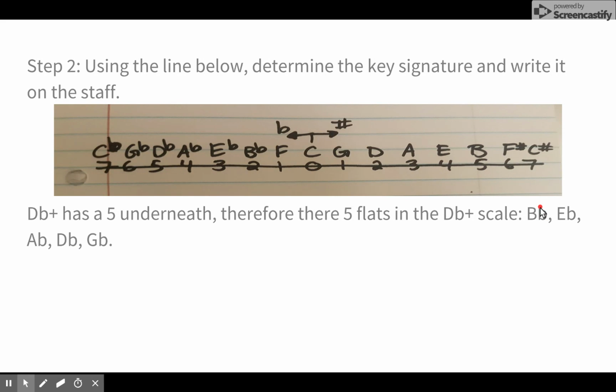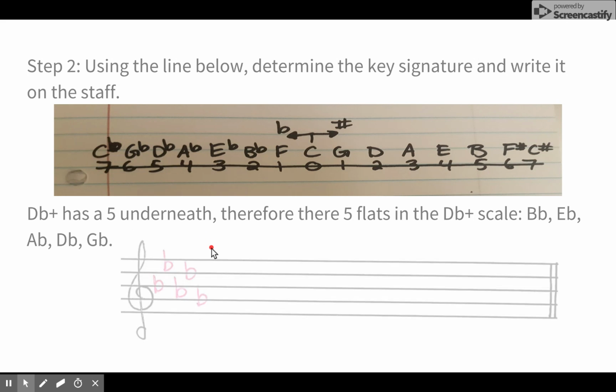Second, you're going to determine the key signature and write it on the staff. D flat major has a 5 underneath, so it has 5 flats. It's on the flat side. So remember, it's battle ends and down goes. So my flats are B flat, E flat, A flat, D flat, and G flat.